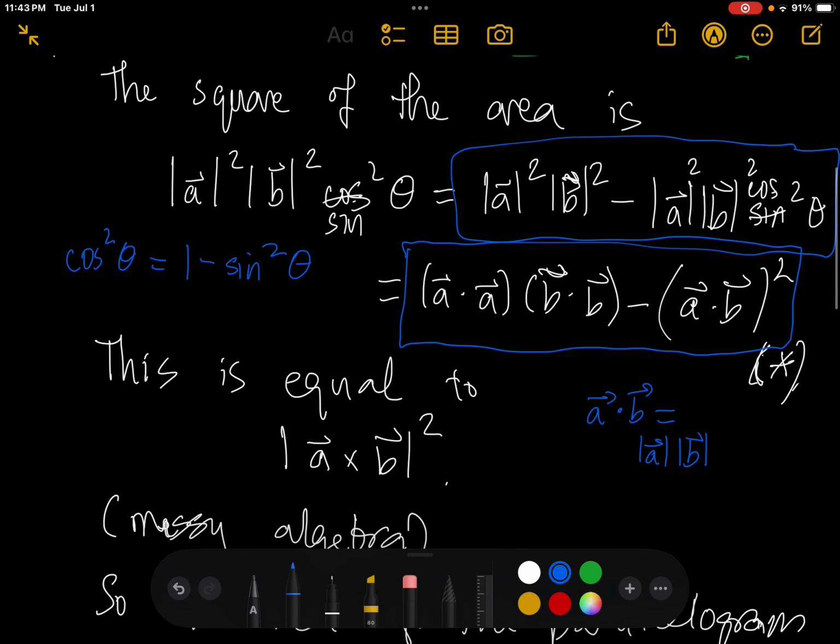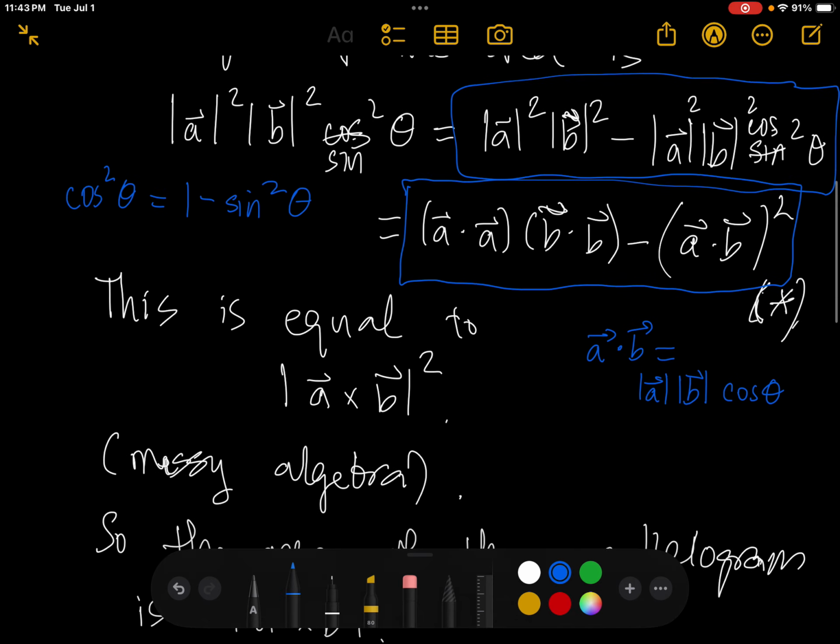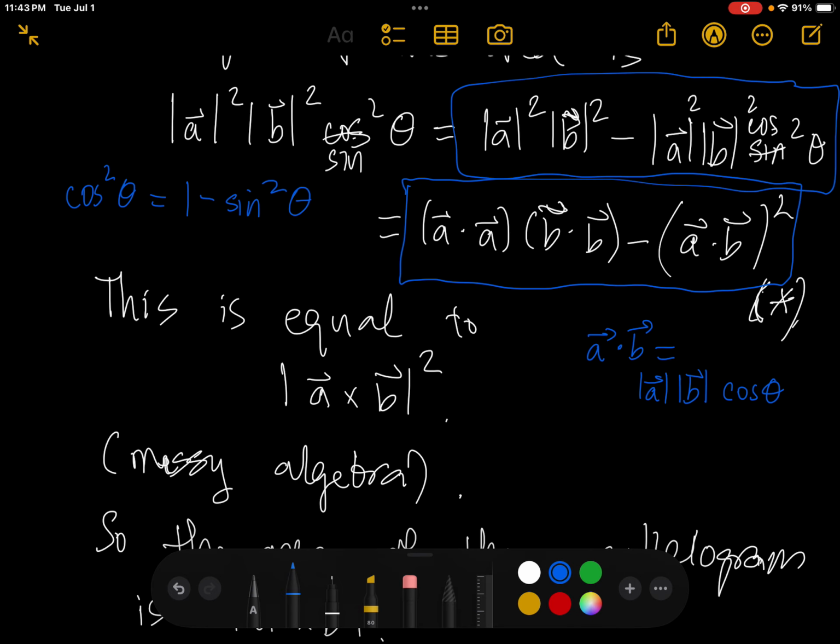So A dot B is the magnitude of A times the magnitude of B times cosine of theta. And so when you square this, you get the magnitude of A squared times the magnitude of B squared times cosine squared of theta. Okay, so you get this expression in the asterisk.